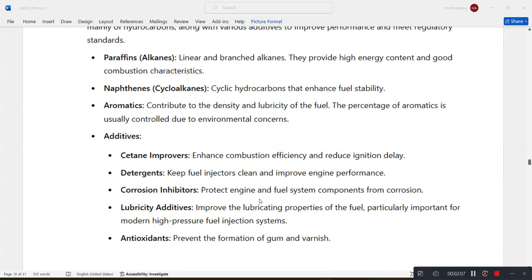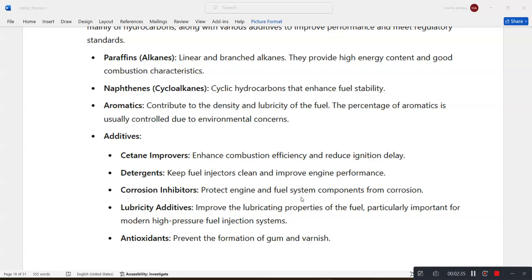Of course, in the manufacture of diesel, we have certain improvers, and these enhance combustion efficiency and reduce ignition delay. Detergents keep fuel injectors clean and improve engine performance. You have corrosion inhibitors. These protect the engine and the fuel system components from corrosion that would later on eat away the metallic components of the engine.